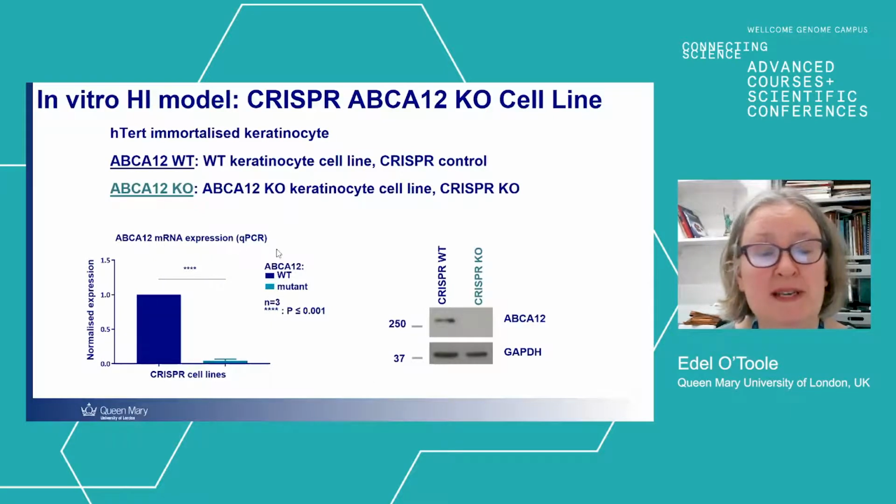So using qPCR, we checked ABCA12 mRNA expression, and it was markedly reduced in the mutant cell line. Using Western blotting, we checked protein expression. We were unable to detect protein expression in the knockout cell line.